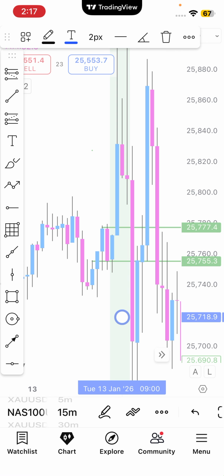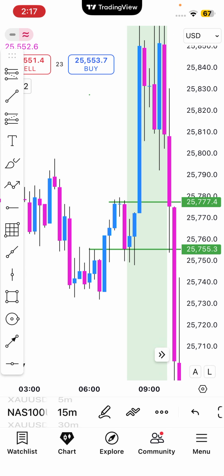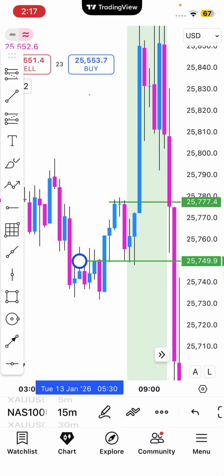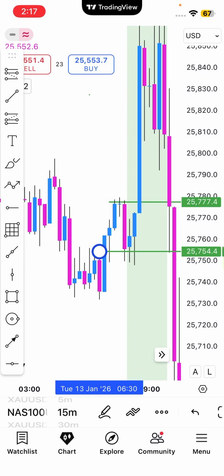Let me see the 15, but I'm just going to show you. I'm just showing you what I would have done. Obviously, this was an earlier break and retest, but this is at around 8 o'clock. I don't trade that, so if I was trading continuation, I would have taken this trade.